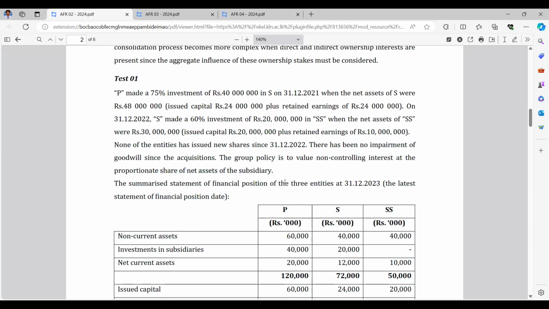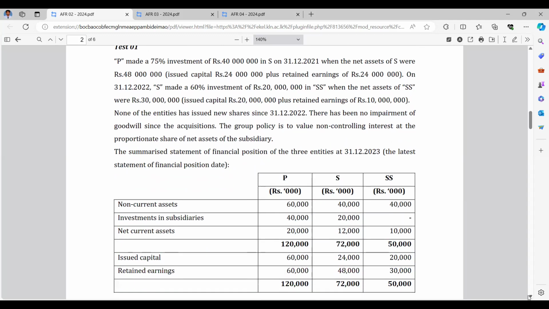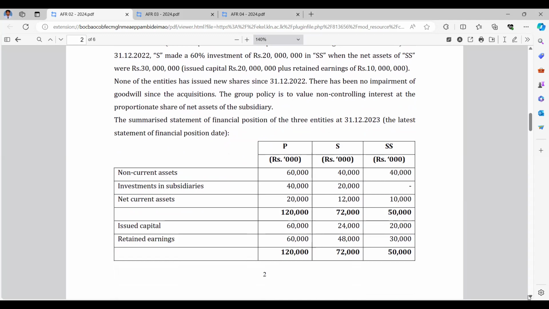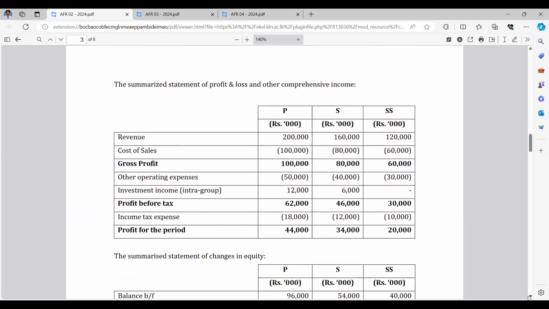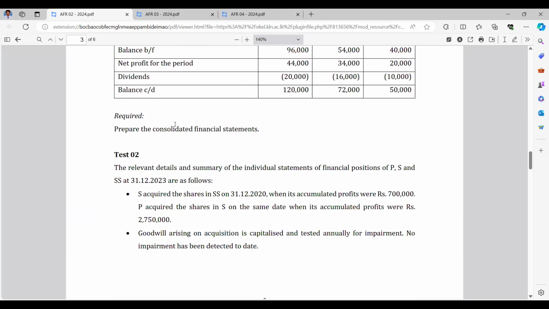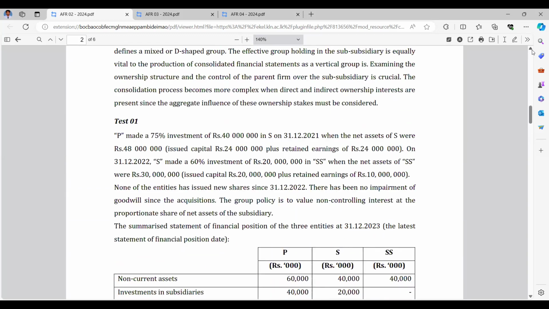That means, in basic consolidation, you learned that NCI has two types. We can use either the fair value model or the proportionate share of net assets at the date of acquisition. So we know that P is the ultimate parent, S is the subsidiary, and SS is the sub-subsidiary. Required: prepare the consolidated statements. So let's look at this question.